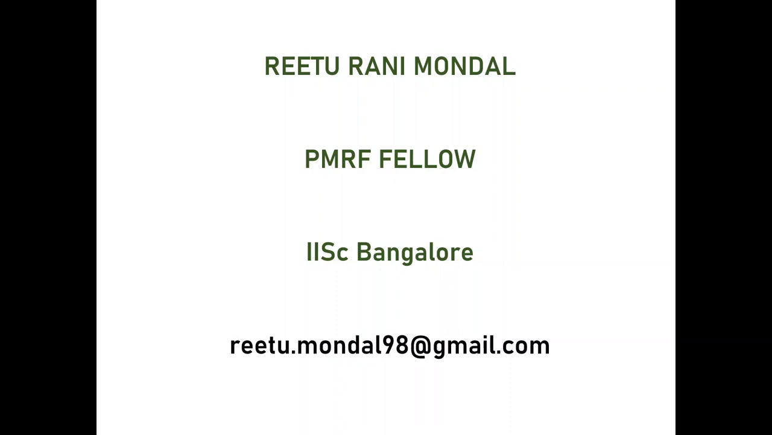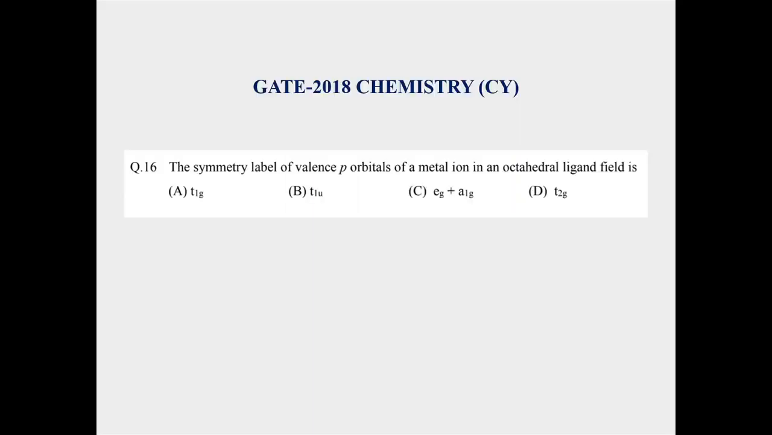Okay, so we'll start the class. Good evening, everyone. We were discussing GATE 2018 inorganic chemistry questions. Today we will start with question number 16: the symmetry label of valence p orbitals of a metal ion in an octahedral ligand field is option A, T1g; option B, T1u; option C, Eg plus A1g; and option D, T2g.